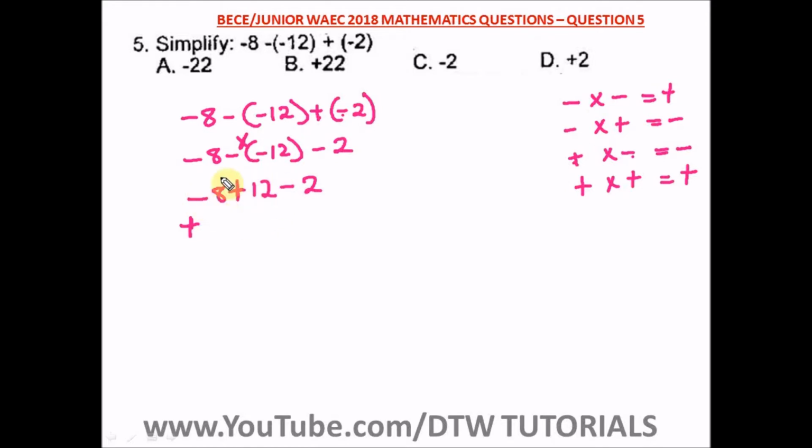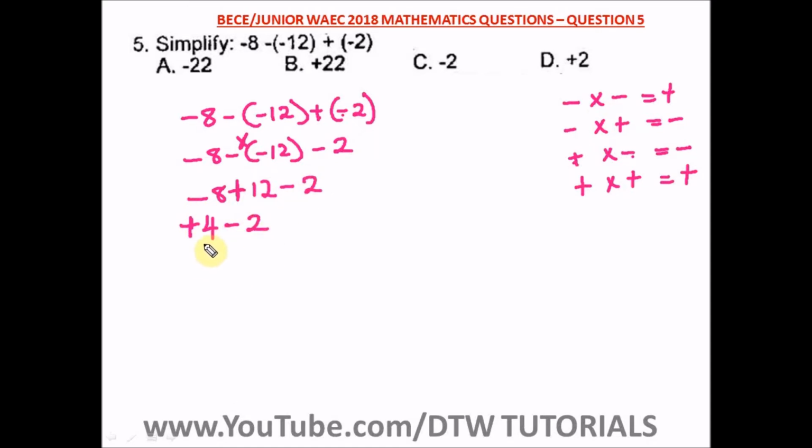What operation are we going to perform when you have a negative and a positive? Subtraction. When you have a negative and a positive, you perform subtraction. If you subtract 8 from 12, you are left with 4. So our answer is 4, and it carries the sign of the biggest number. So minus 8 plus 12 is plus 4. Then we drop down minus 2.